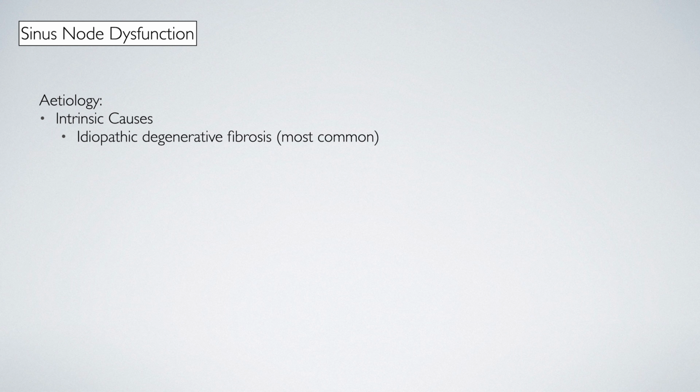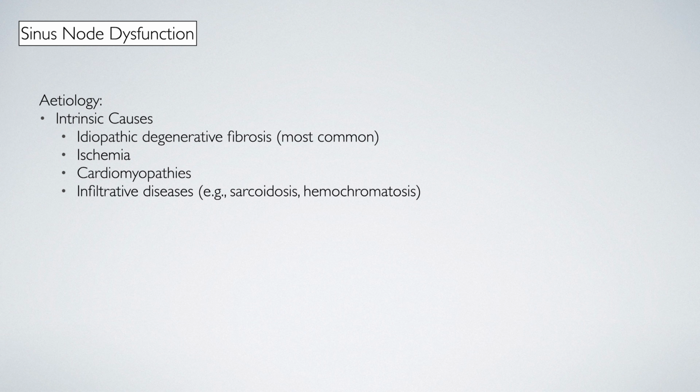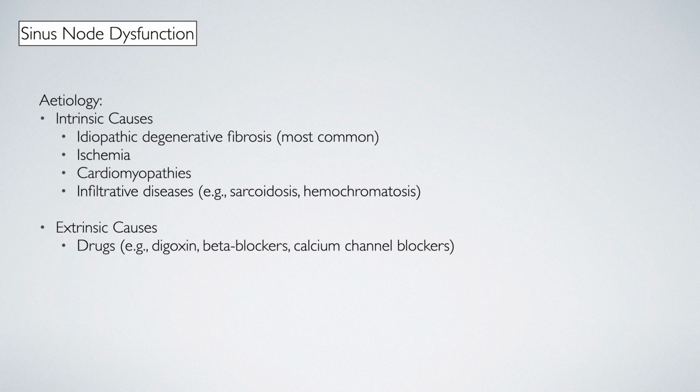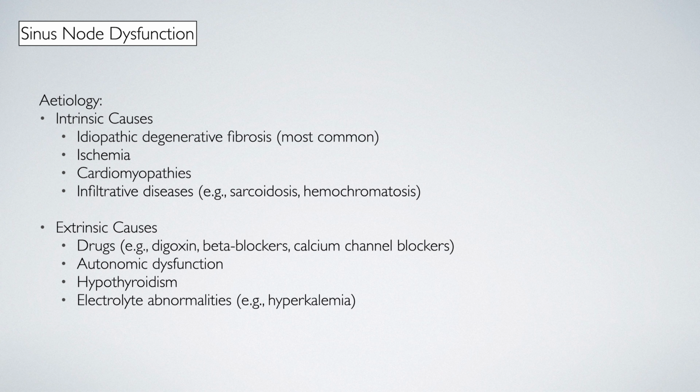The etiology of sinus node dysfunction includes intrinsic causes such as age-related fibrosis, ischemia, cardiomyopathy, or other infiltrative diseases. Extrinsic causes include drugs that slow production of impulses in the sinus node, autonomic dysfunction, hypothyroidism, and electrolyte abnormalities such as hyperkalemia.